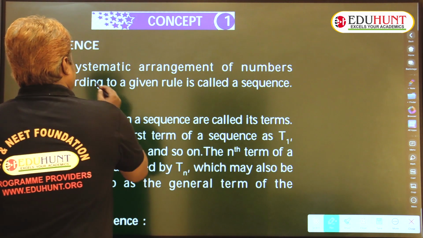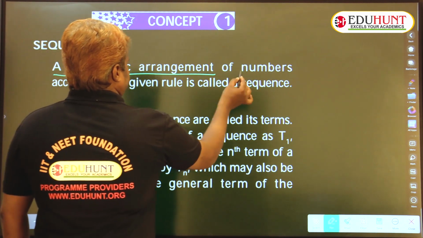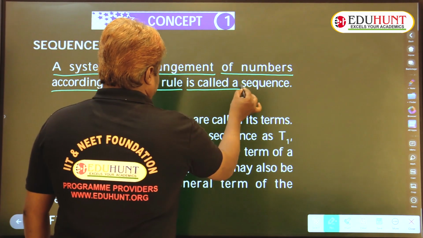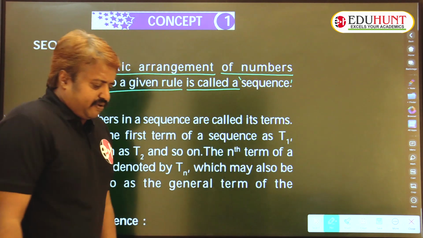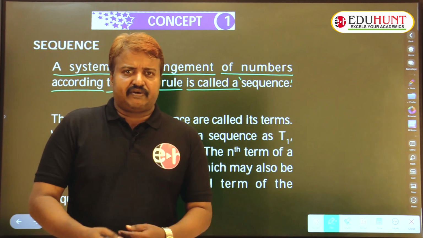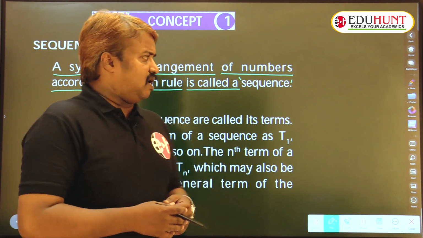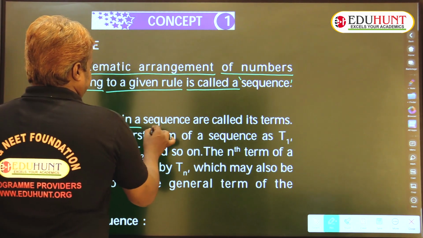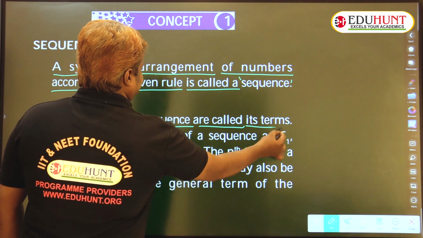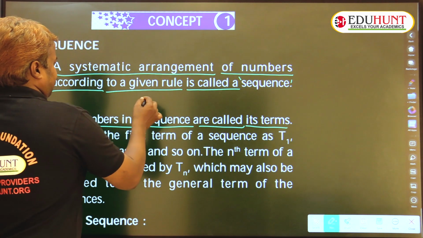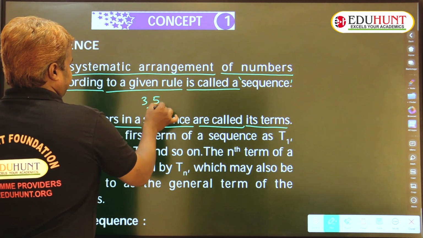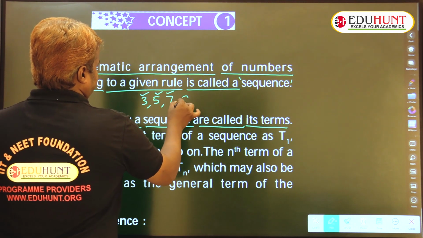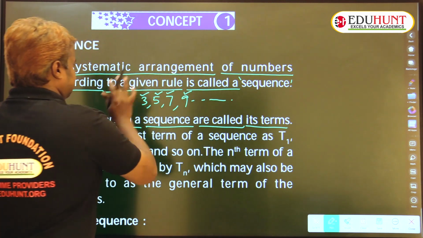Now, a systematic arrangement of numbers according to a given rule is called a sequence. The numbers in a sequence are called its terms. First term 3, second term 5, third term 7, fourth term 9, etc. This is a sequence of numbers.